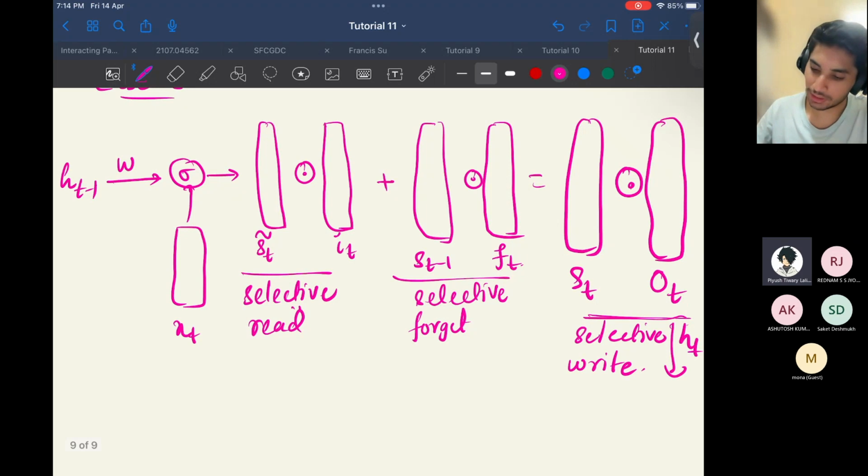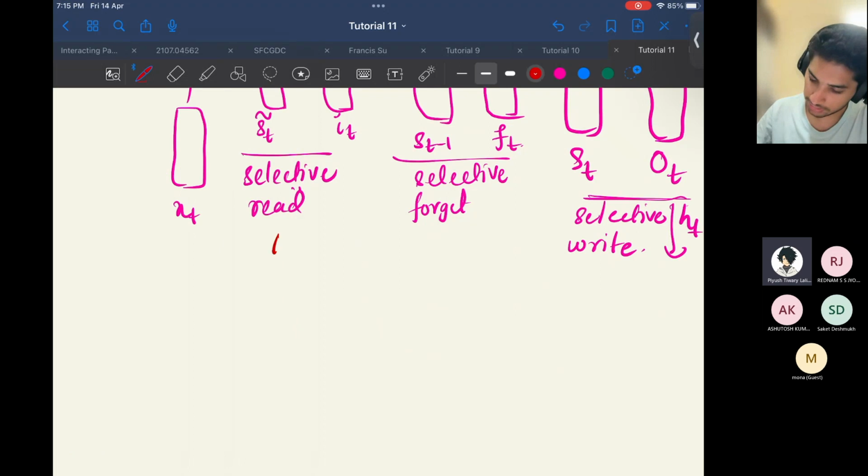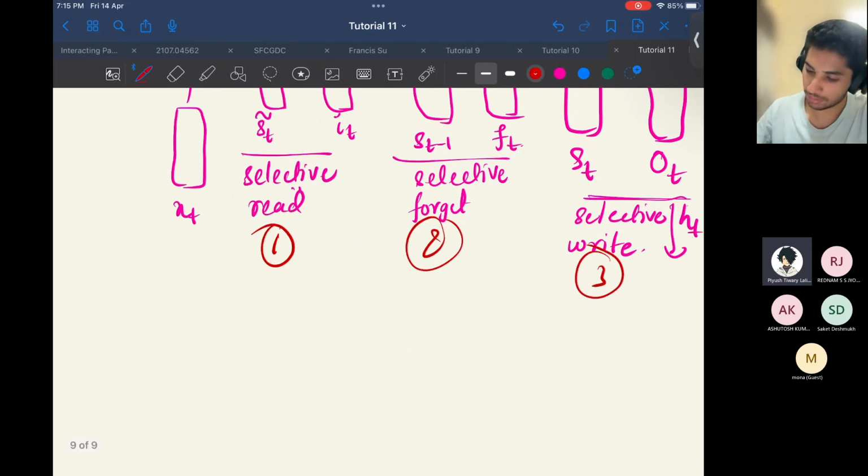So from this perspective, what is happening first is you get some input from the previous model, st minus 1. You use the current input xt and calculate this st tilde, which is this vector. You use this gate it to perform the selective read operation. You also use the previous time step's activation st minus 1 to calculate the selective forget operation. Whatever your output is, let's say st, you use ot to perform the selective write operation. So what is the first operation? This is the first, this is the second, and this is the third.